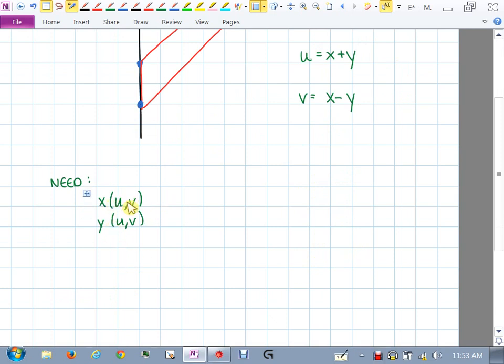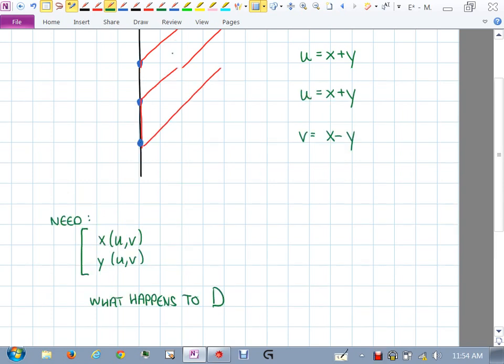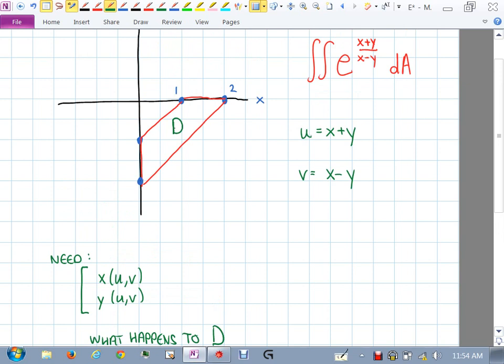And then after we figure out what that is, we're going to need to know basically what happens to D, right? Where does D go? And D is that region up here. So let's work on this part first, getting x as a function of u and v, and y as a function of u and v. We'll do that first, then we'll figure out what happens to that region.